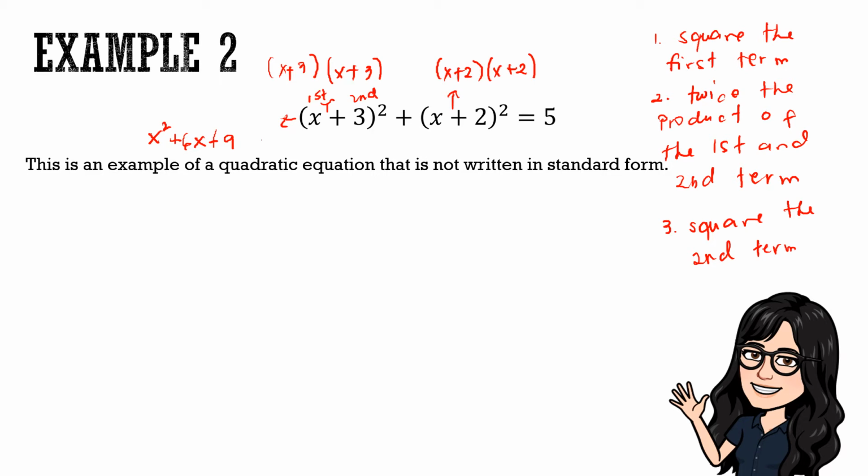Then let's have plus. Let's apply this again. Square the first term. x times x is x squared. Twice the product of the first and second term. x times 2, 2x, times 2, we have 4x. 2 times 2, we have 4. Equals 5.